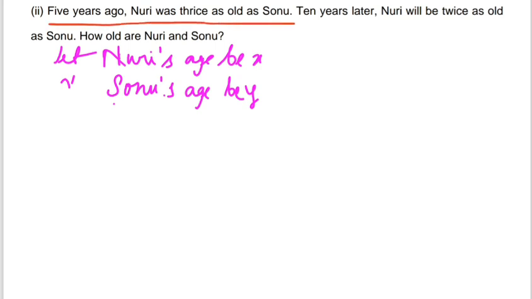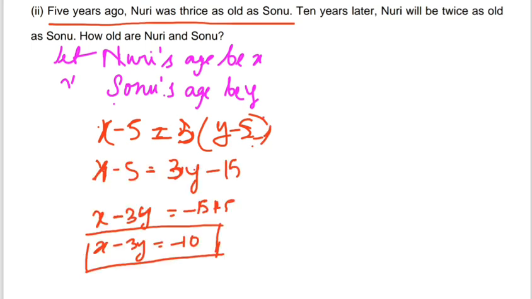So ago means we should subtract. x minus 5 is equal to thrice. Thrice means 3 times as old as Sonu. It is y minus 5. So we got our first equation.